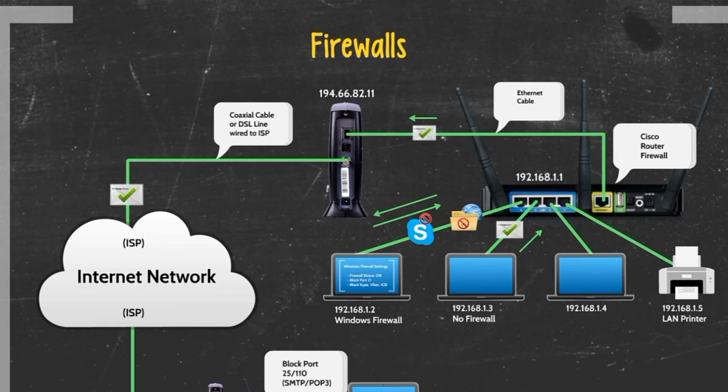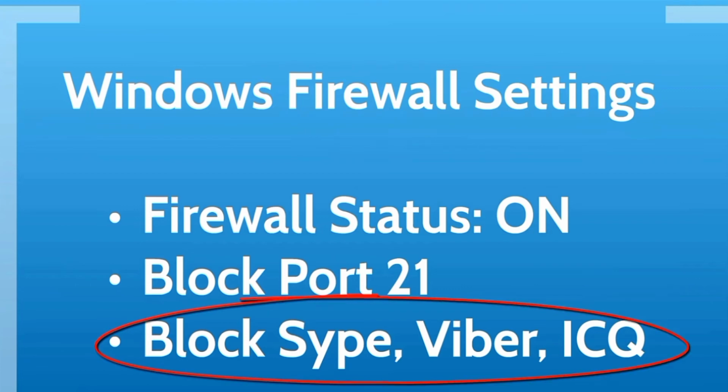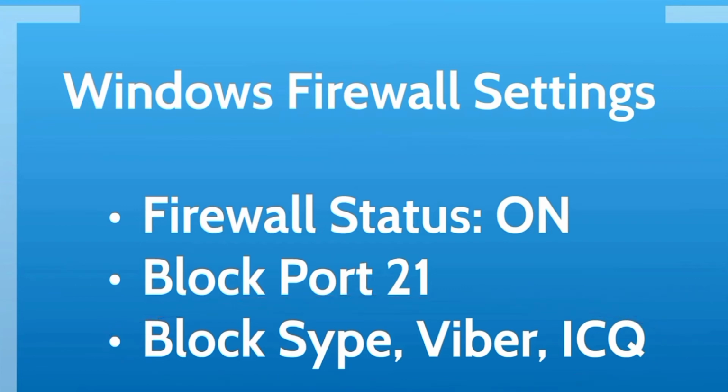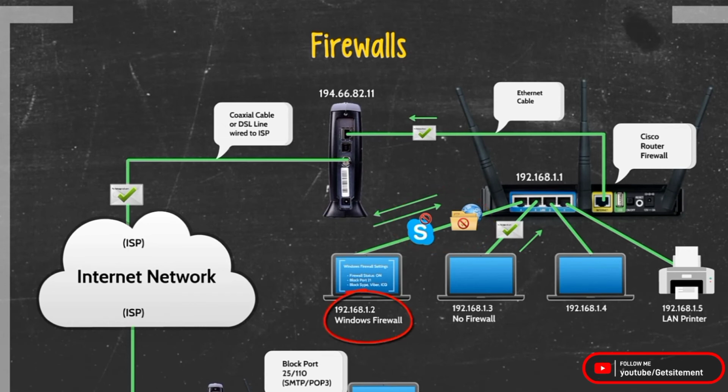Firewall configuration can block certain ports from transmitting data or block specified applications from transmitting data packets. In this illustration, we can see that the firewall on this computer does not allow the applications Skype, ICQ, or Viber to communicate with the internet. If the user attempts to transmit data packets through these applications, they will be blocked by the system's software firewall. Let's take a look at the second example.